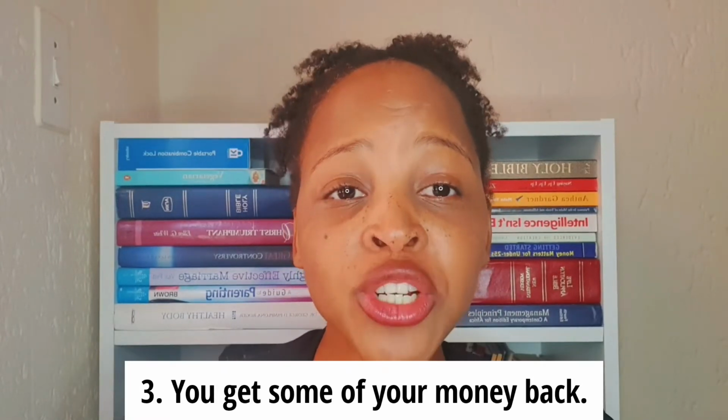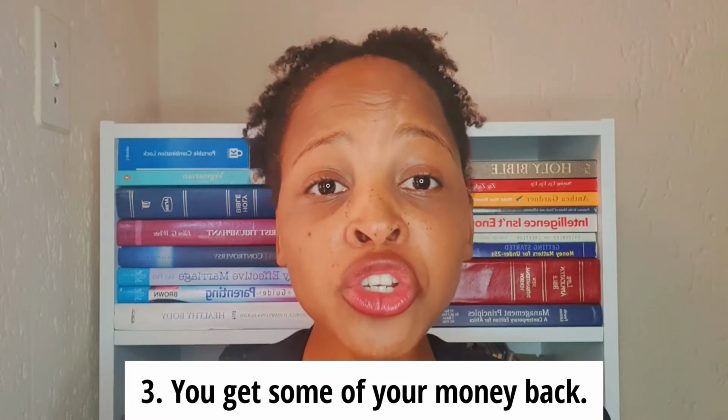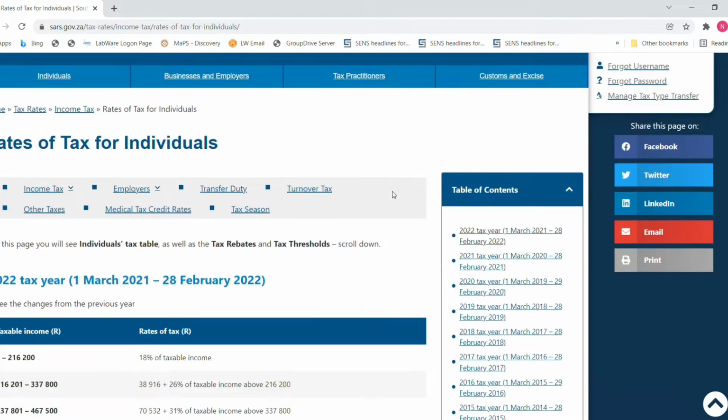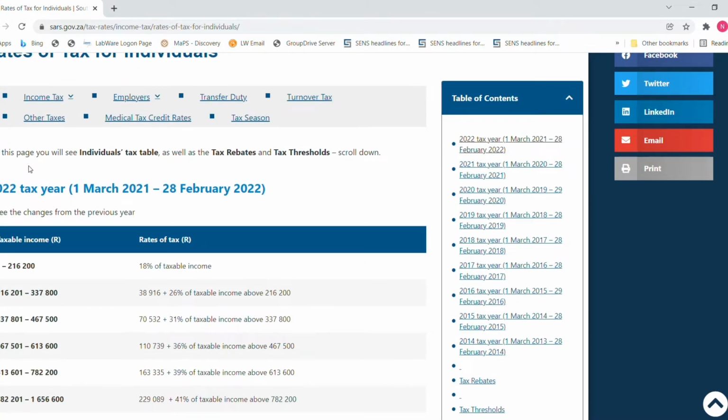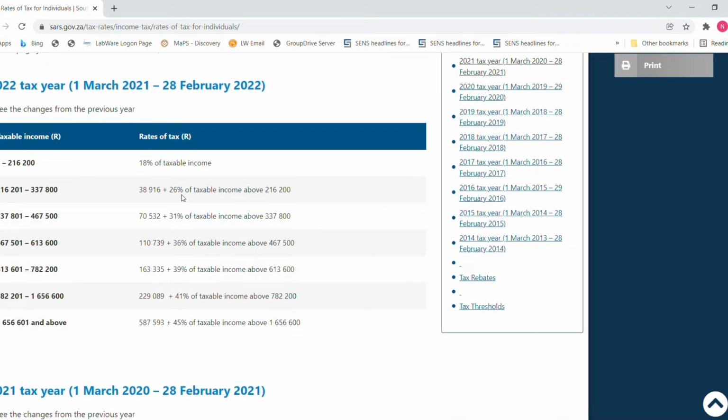How do you know how much your tax refund or rebate will be? You multiply the amount that you have contributed to your RA during the year by your tax rate. This is the SARS website and we are looking at the rates of tax for individuals. The tax year is 2022, which started in March 2021 and will end in February 2022. So these rates are definitely going to change for March 2022 to February 2023. So it means you'll have to come and check on this website what those updated rates will be. But for now, let's work with what we have.